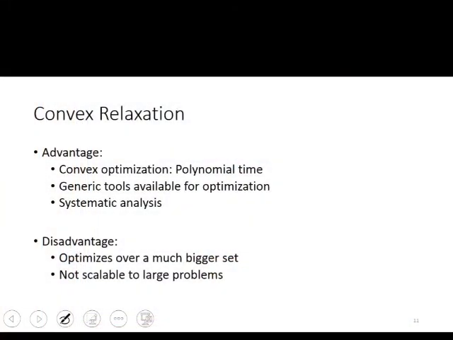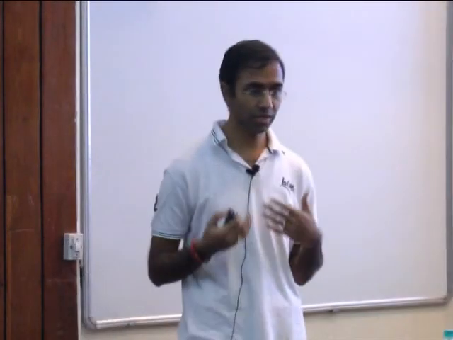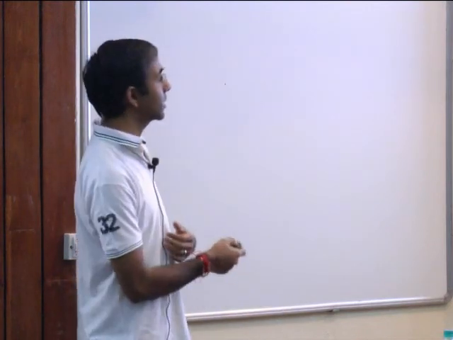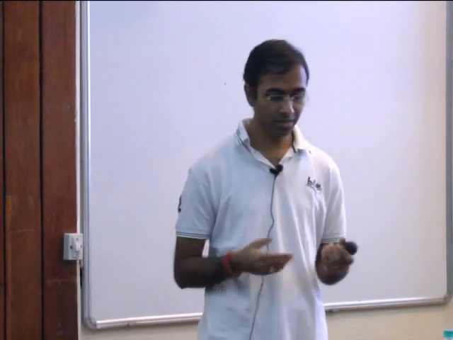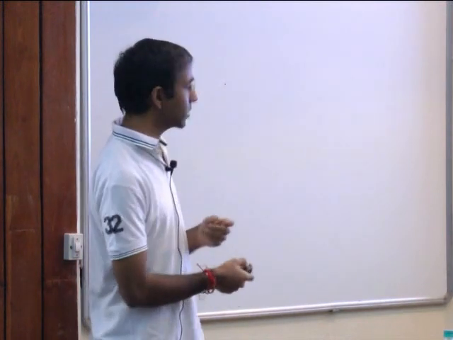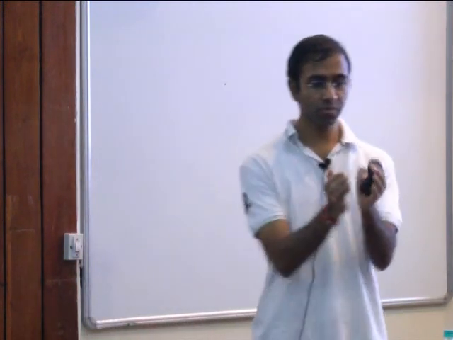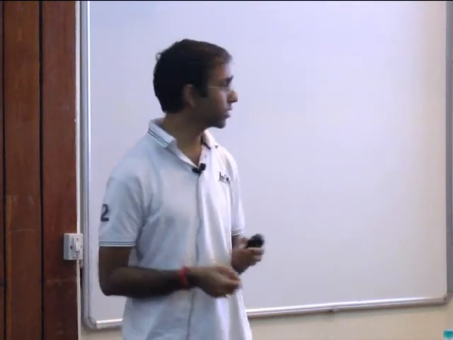And that then brings in all the nice things about convex optimization. Because it's a convex optimization, we can solve it with standard tools in polynomial time, and there are some very generic analysis methods available to analyze how good your final solution is. But the main problem is that rather than optimizing over a much smaller set, now you are optimizing over a much bigger set. And that slows down your optimization quite a bit.